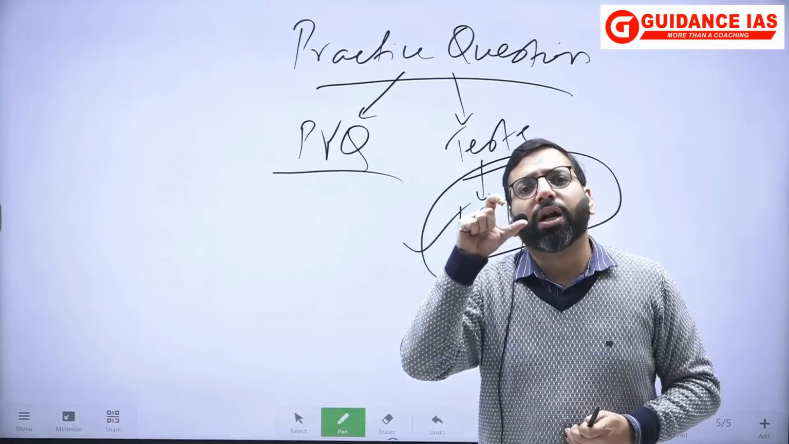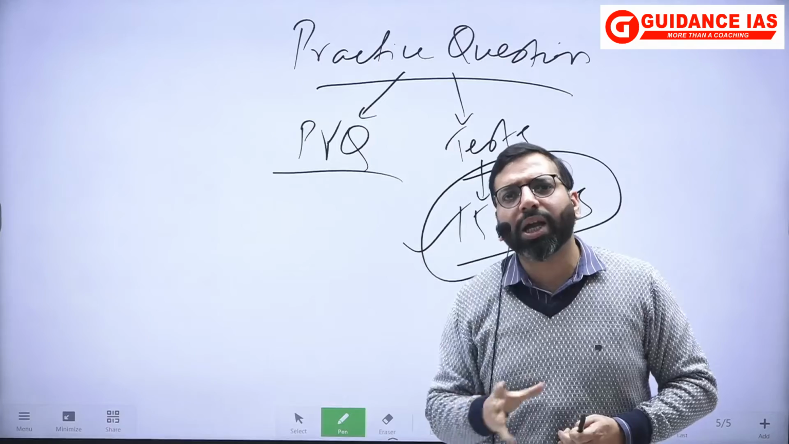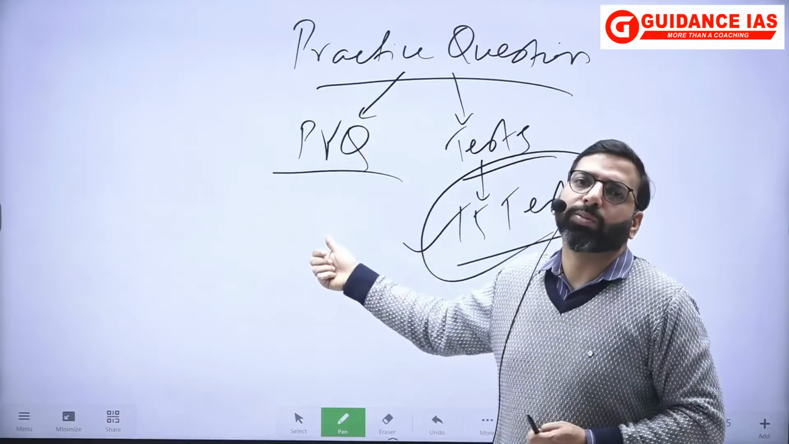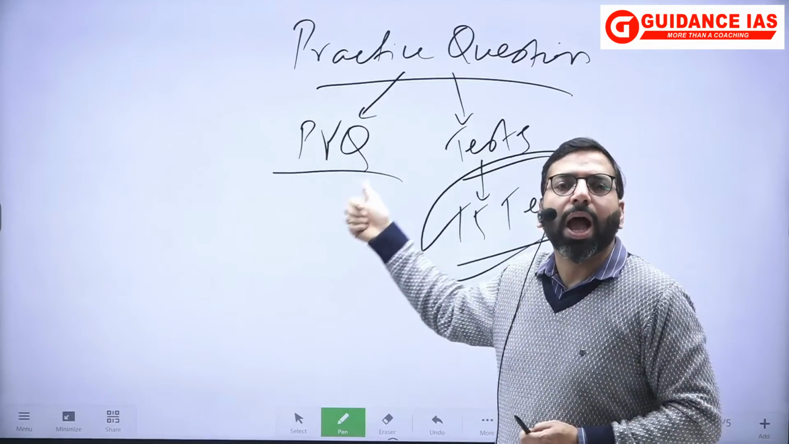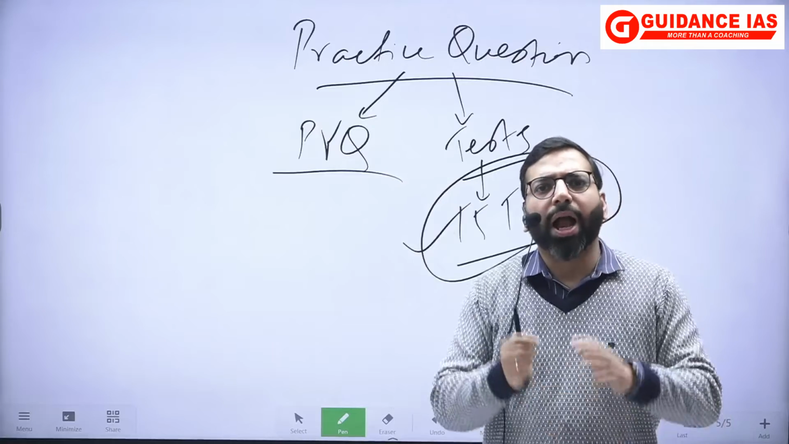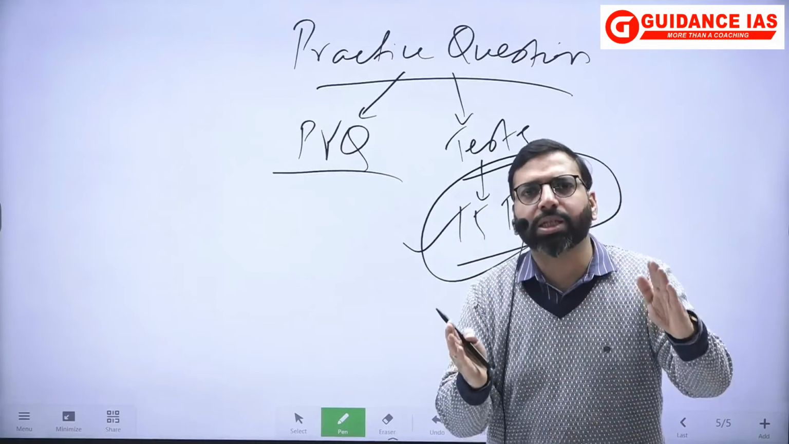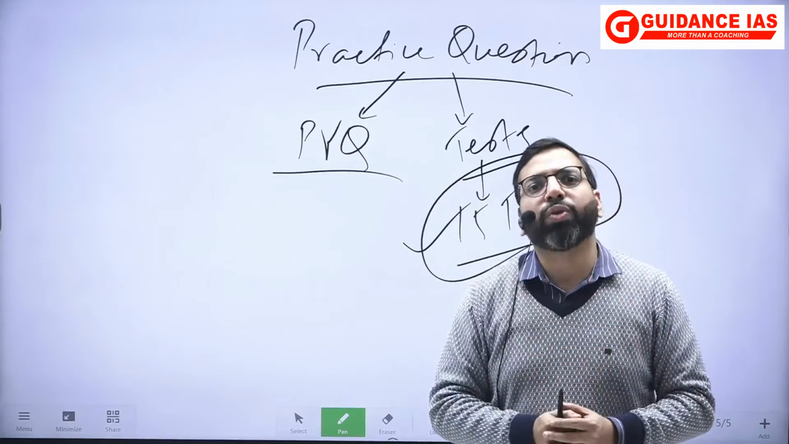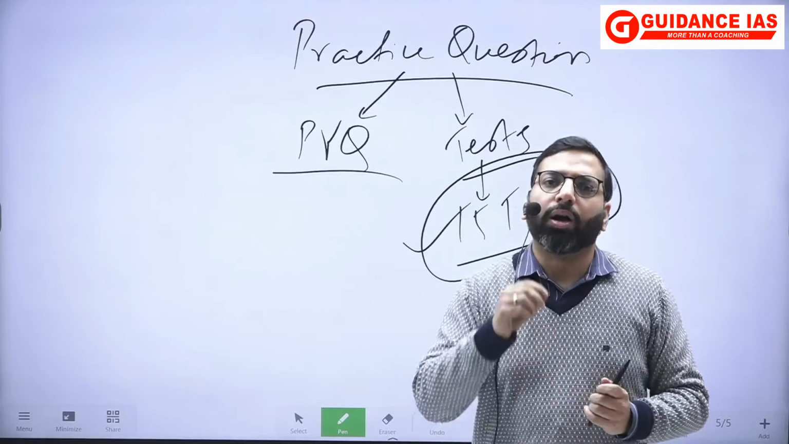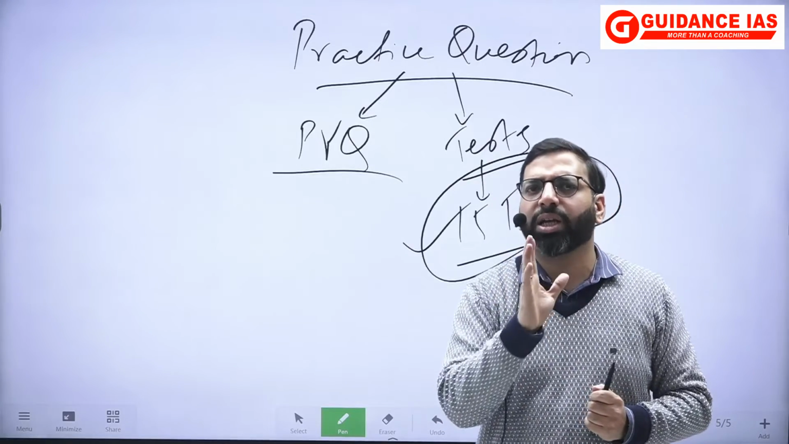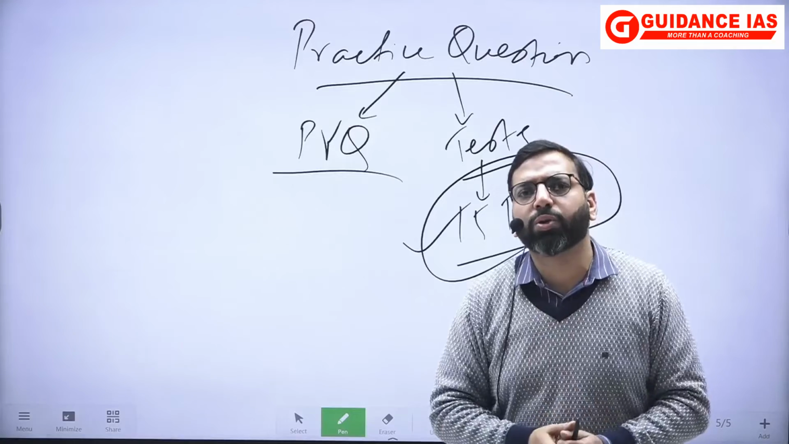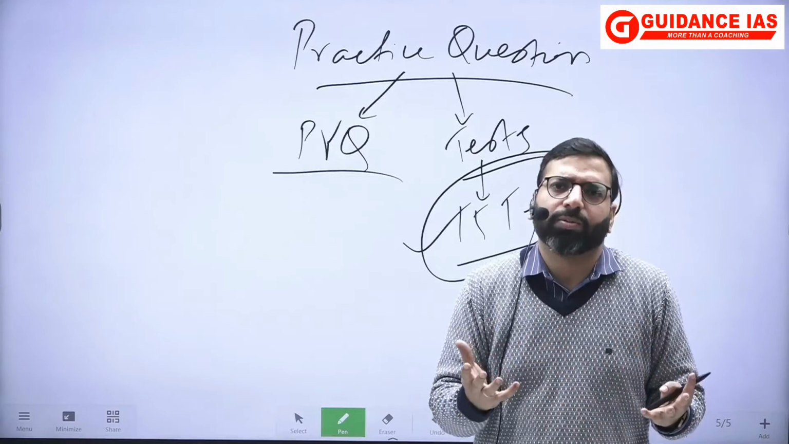And at last, after doing all this, what is to be done? Question practice, previous year questions, and your 15 tests. And when you do all this, then I'm sure you will be able to attempt at least 75 to 80% of the questions of your history. And that is what we want, the ultimate aim.